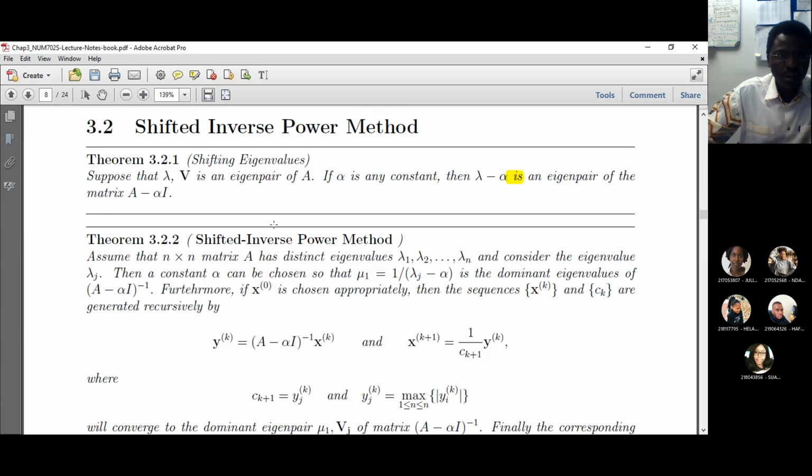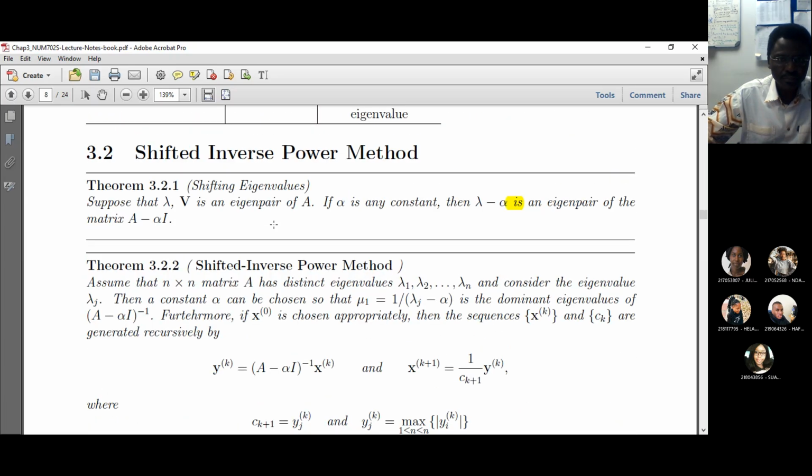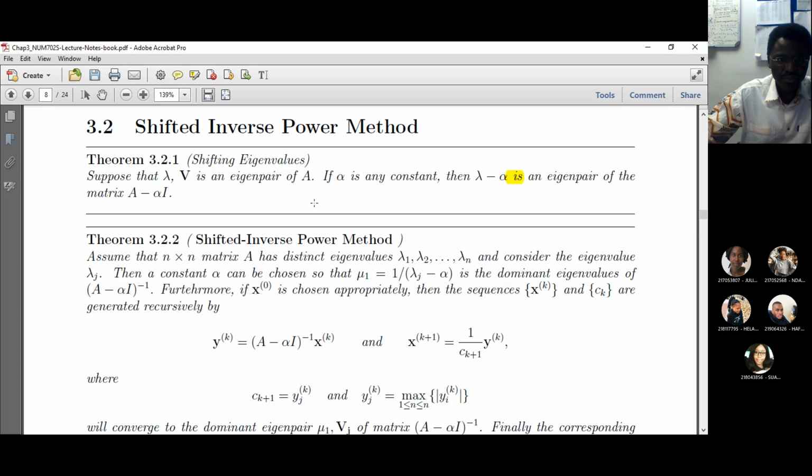Good. Please make sure you understand these steps. Very important. Okay, now today we are going to introduce another method: the shifted inverse power method. A lot of terminology, eh? I hope it will not drive you crazy. Inverse, shifted inverse power method. Shifted, shift.